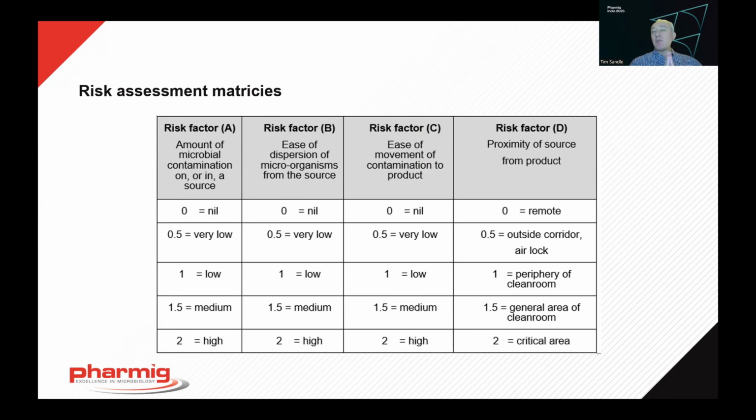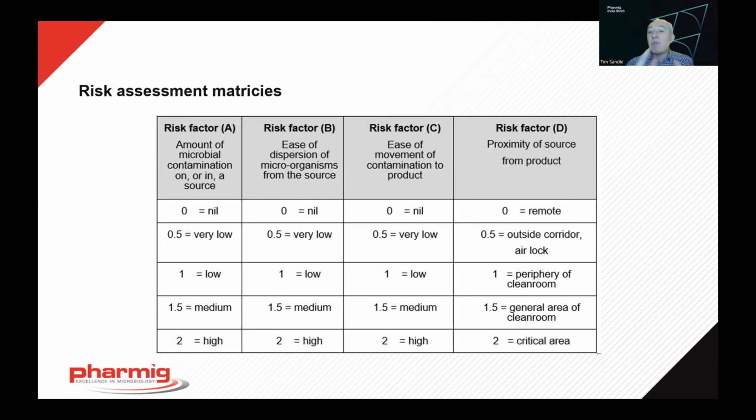So we can also use risk assessment to determine where contamination is most likely. And here's an example of such a risk chart. So we're considering the amount of microbial contamination at a certain point on a source. So this could be a surface, for example. Then we're also considering the ease of dispersion of that contamination from that source. So how likely is an operator to put their hand onto the surface and transfer that contamination? Or similarly, if that contamination was to be dispersed into the airstream.